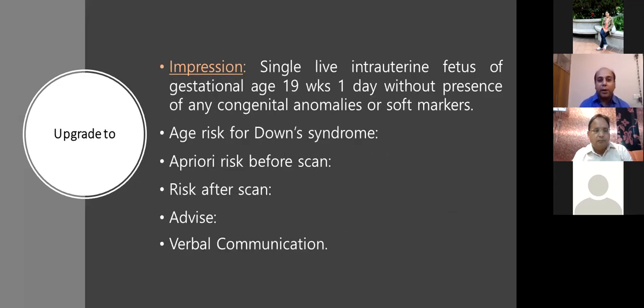So we want to upgrade from that reporting to the addition of these three lines in the report: the risk before the scan, which may be combined risk or age risk, evaluation of soft markers, likelihood ratios, and then finding out the risk after the scan, categorizing it into high, low, and intermediate category, and then advising what needs to be done in a written and verbal way so that the message is very clear to the patient, and it is also there in writing for the gynecologist.